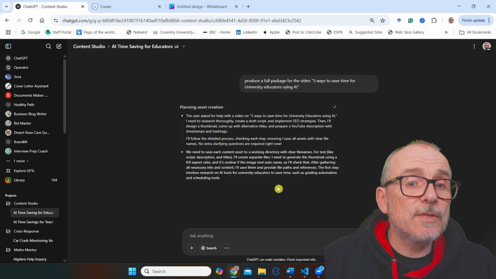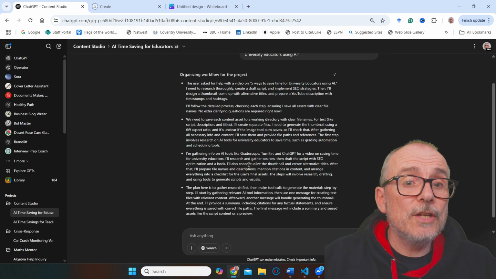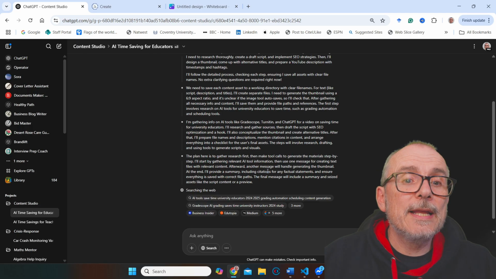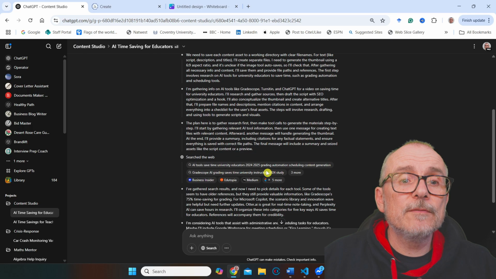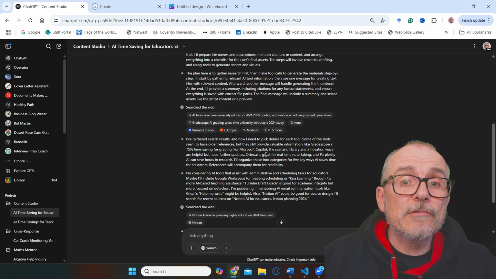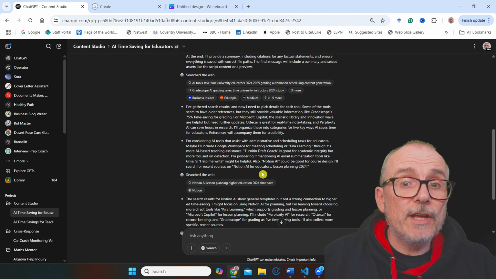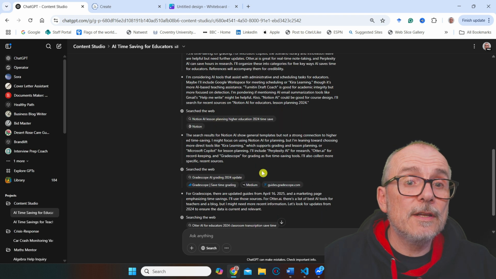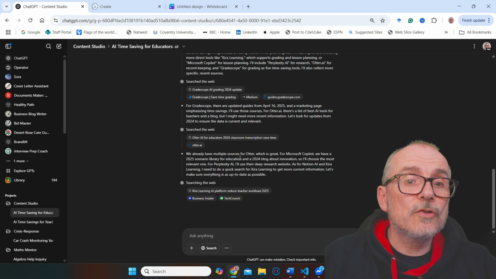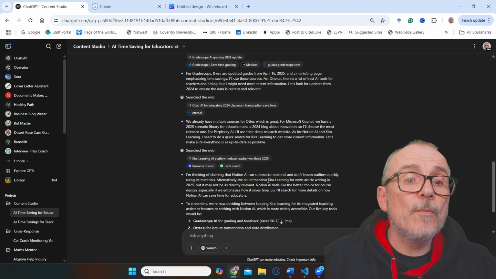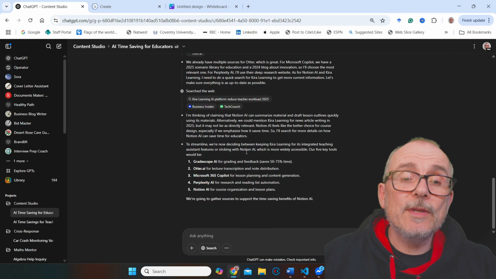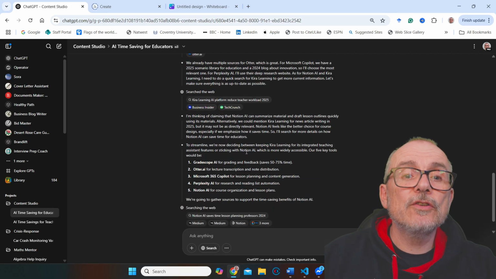So it's going to create some separate files, gathering information on various AI tools like Gradescope and Turnitin. Plan here is to gather a research list first. So it's gathering the research, got the research results, considering the AI tools that assist with administration. Looked at Notion AI for lesson planning, multiple sources for Otter, Microsoft Copilot. Now it's deciding between the various tools which one it should focus on.